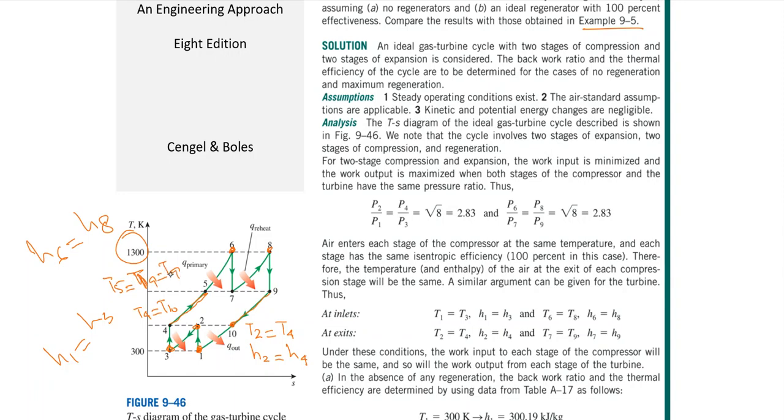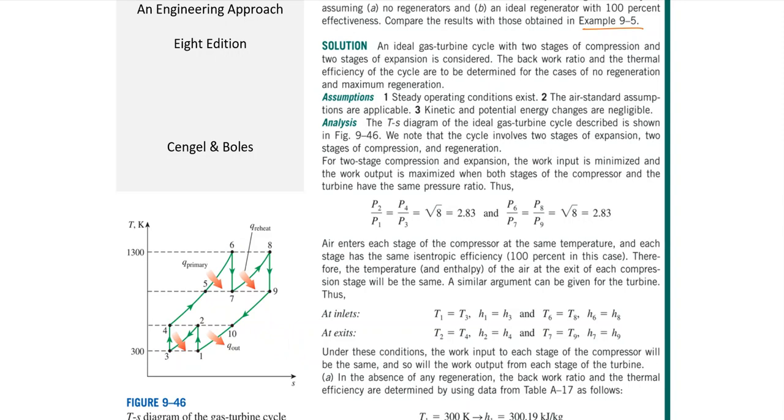So this is the example which would be simplified if we assume all ideal situations, as there is no irreversibility involved in it. There is perfect intercooling, there is reheating at the same temperature, and the regenerator is 100% efficient. So the question remains very easy now.